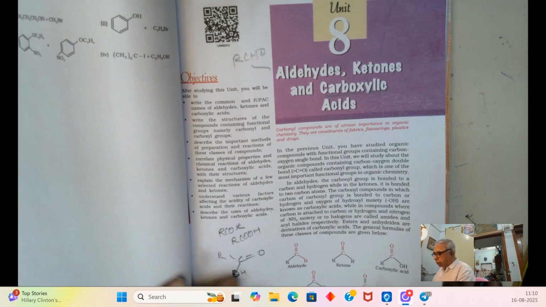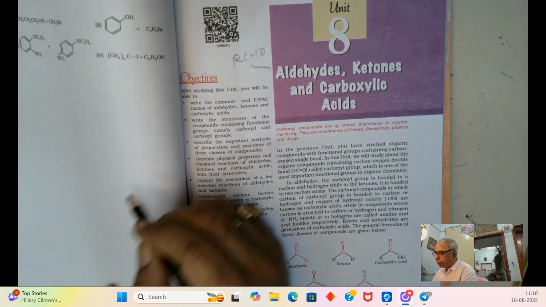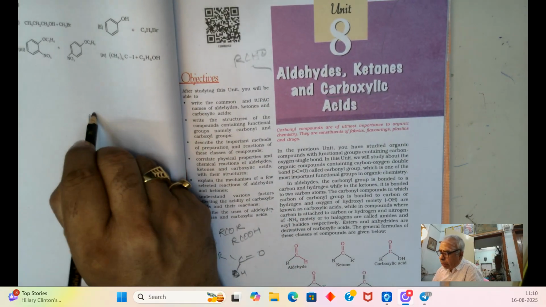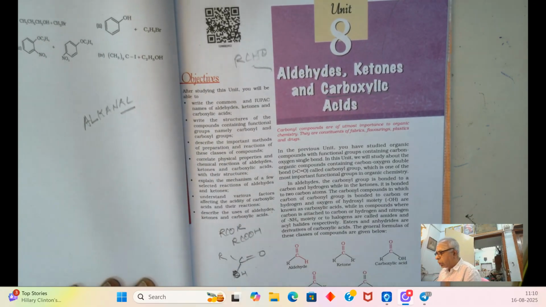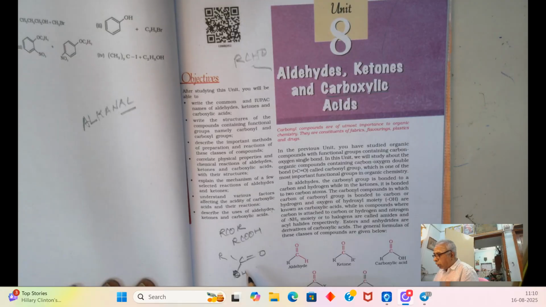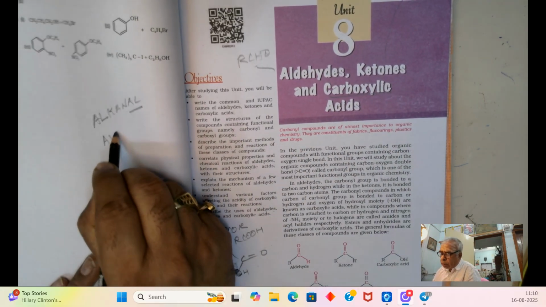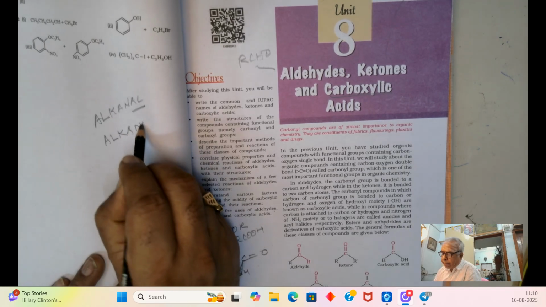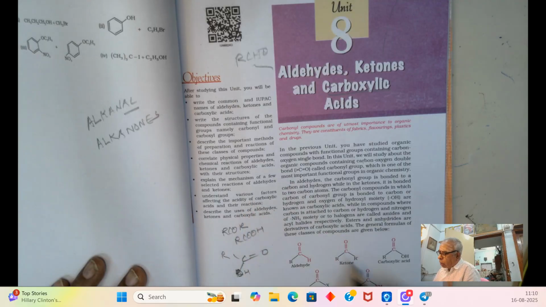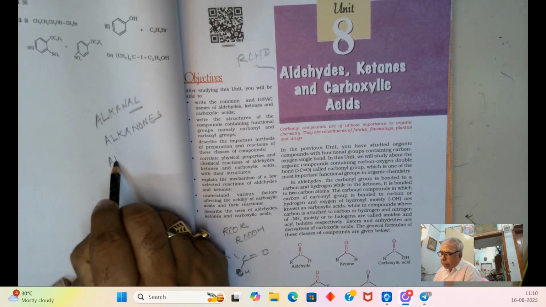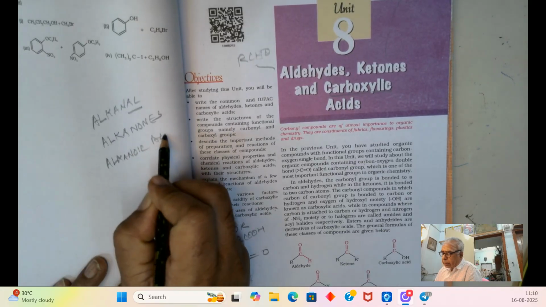Now, the aldehydes are called alkanals. You can call it alkanals. And ketones are called alkanones by IUPAC, alkanones. Then carboxylic acids are called alkanoic acids.